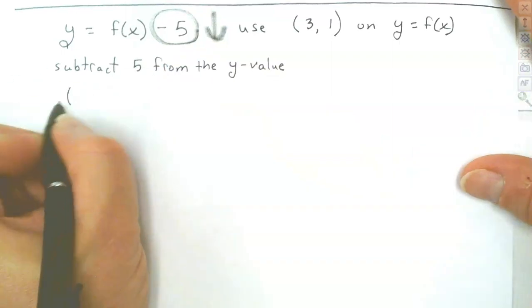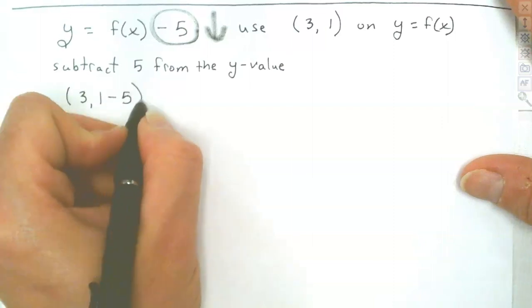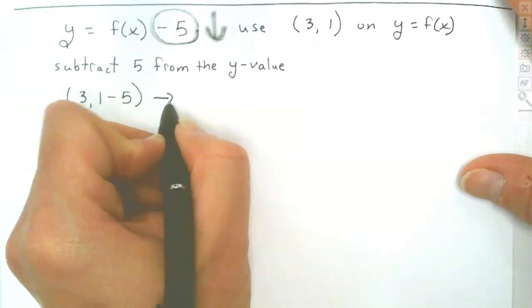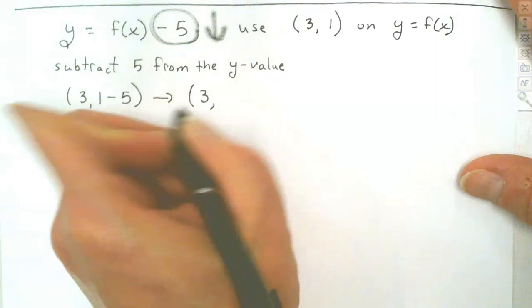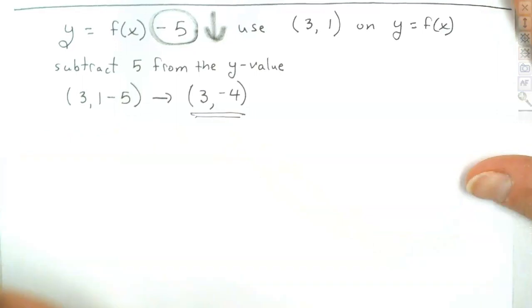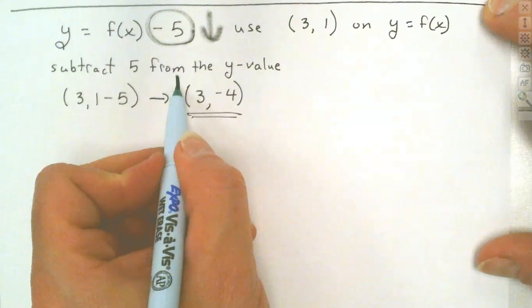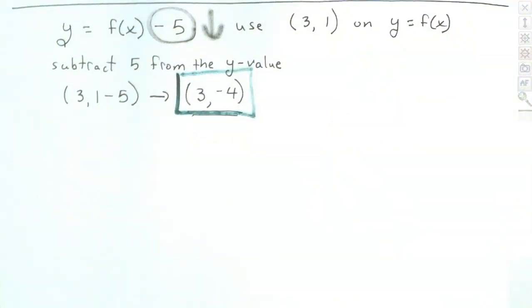So our original point was 3, 1. We're going to have to subtract 5 from the y value. So what does our new point look like? We're not moving the x at all. We're only adjusting the y. So my new point would be at 3, negative 4. So that's my new point right there, and that would be your answer. 3, negative 4. You do not have to adjust the x value. It stayed the same. We only moved that y value down 5 units.